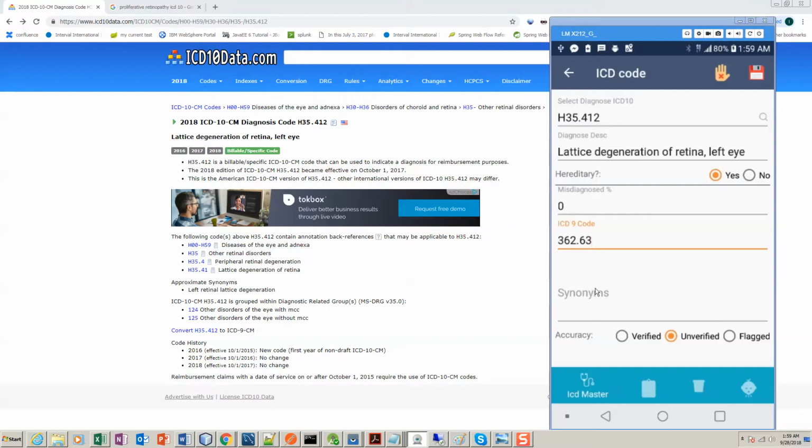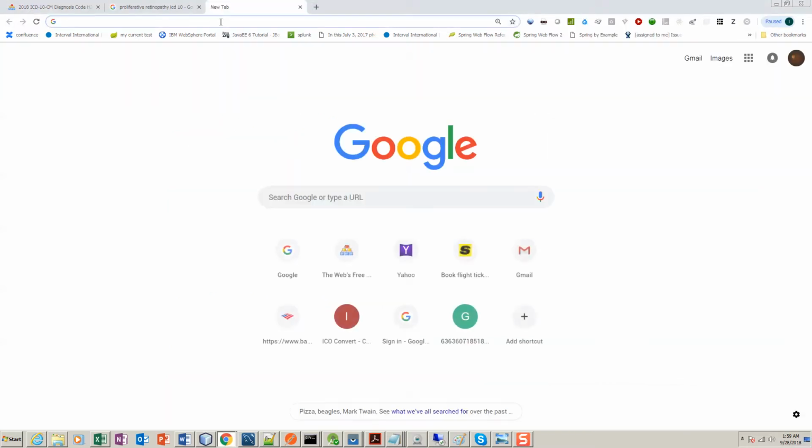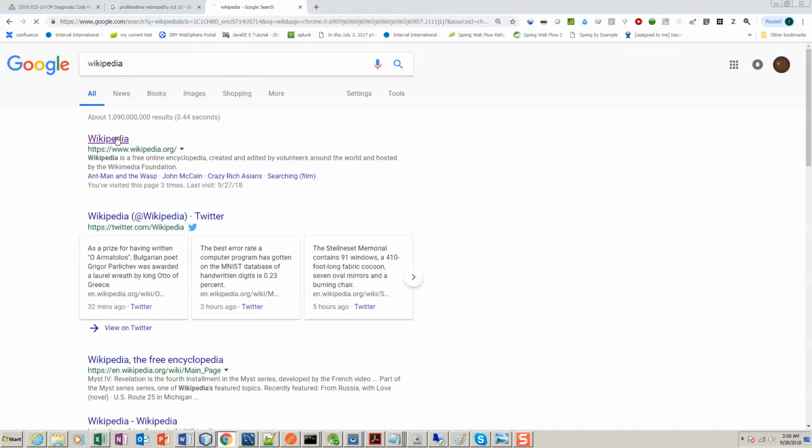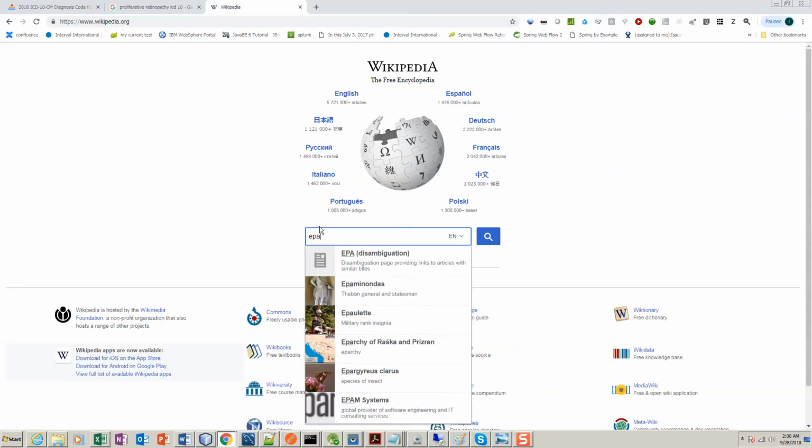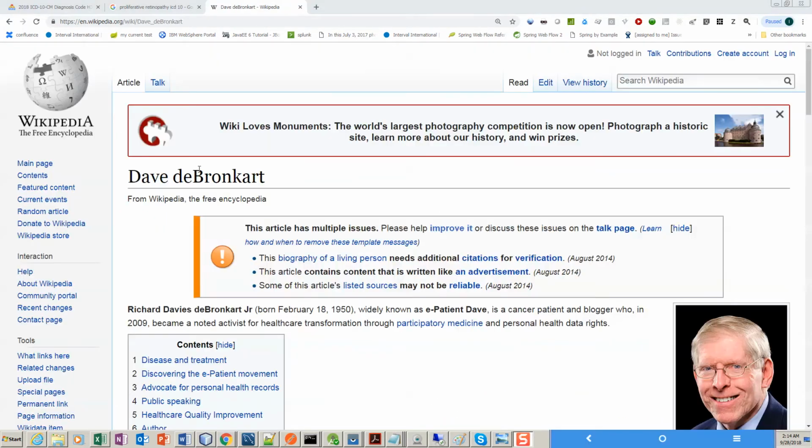It was solved by the introduction of synonyms by EpatientIndex, copying the idea from this website that solved the problem the same way. I'll explain what the name and verticality problem is in a simple way by going to the Wikipedia page of one of my inspirations, ePatient Dave deBronkart.